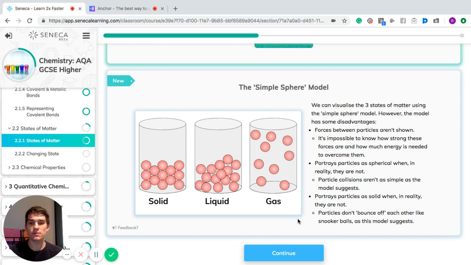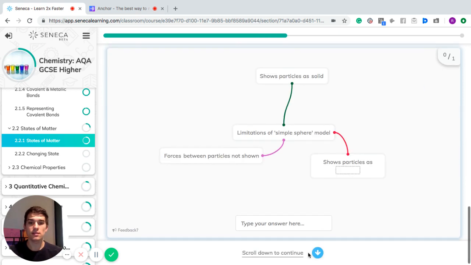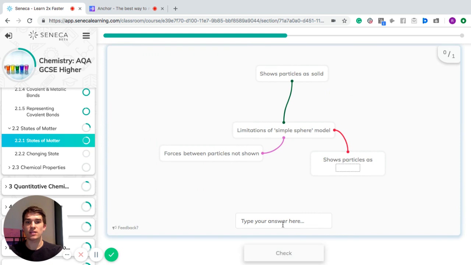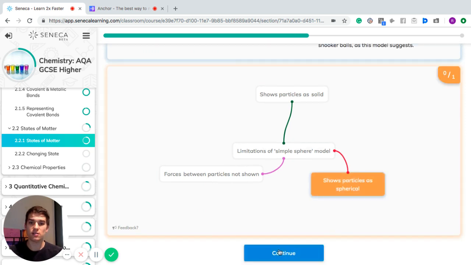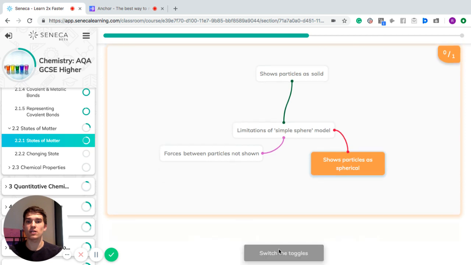When you see the simple sphere model, basically it looks like each particle is a ball, and they are arranged in a certain way depending on if they're solid, liquid, or gas. So let's have a think about that. So some of the limitations of a simple sphere model, if you remember, it shows particles as solid, it shows particles as spherical, and the forces between particles are not shown.